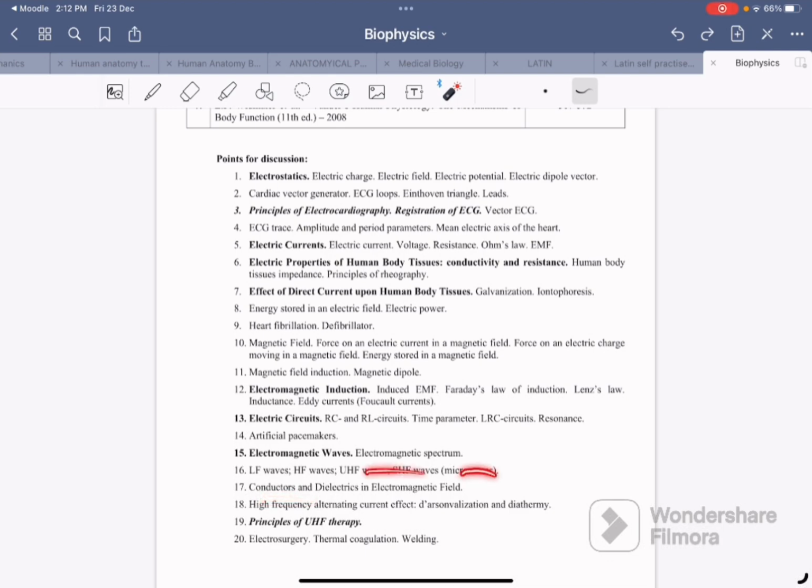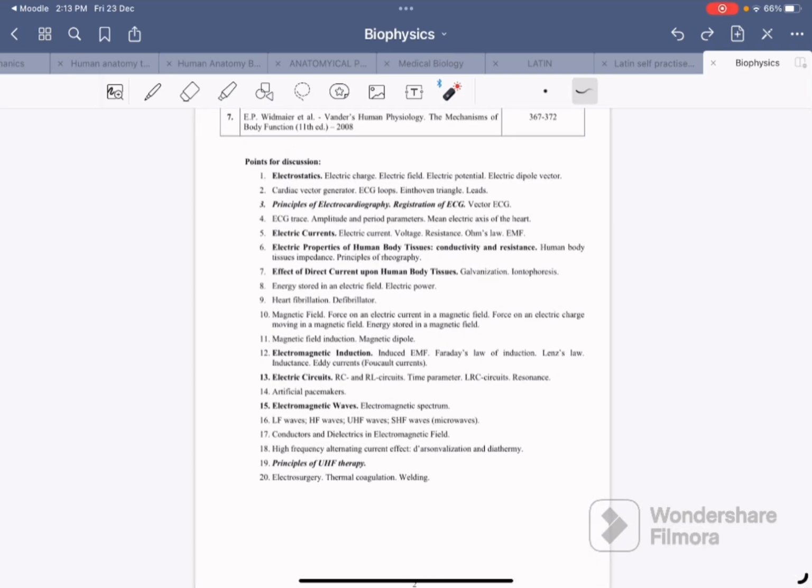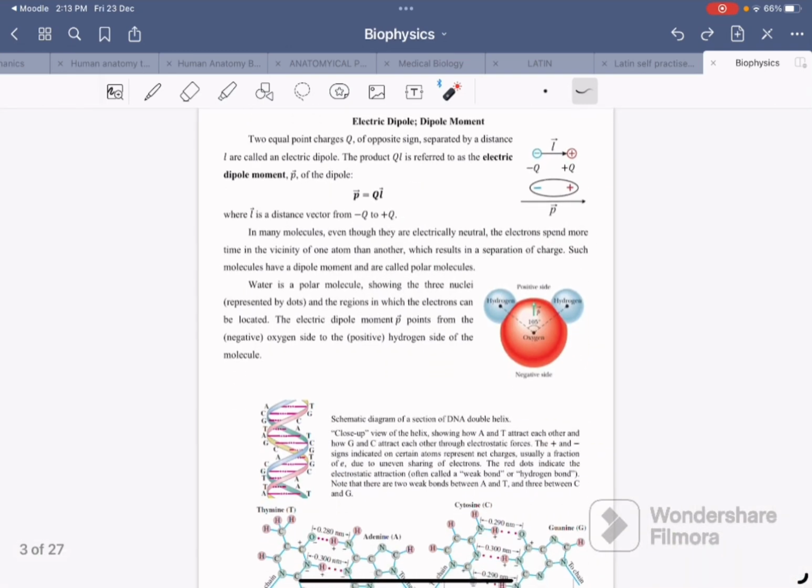then wave motion, conductance of electric conductors and dielectrics, dielectrics of electromagnetic field, high frequency alternating current, and these are all important. Electrosurgery is also very important for treating a patient in case of surgery. We all need physics knowledge, so this is going to be a valuable lecture for you as well. And thermal coagulation and welding, and many more.